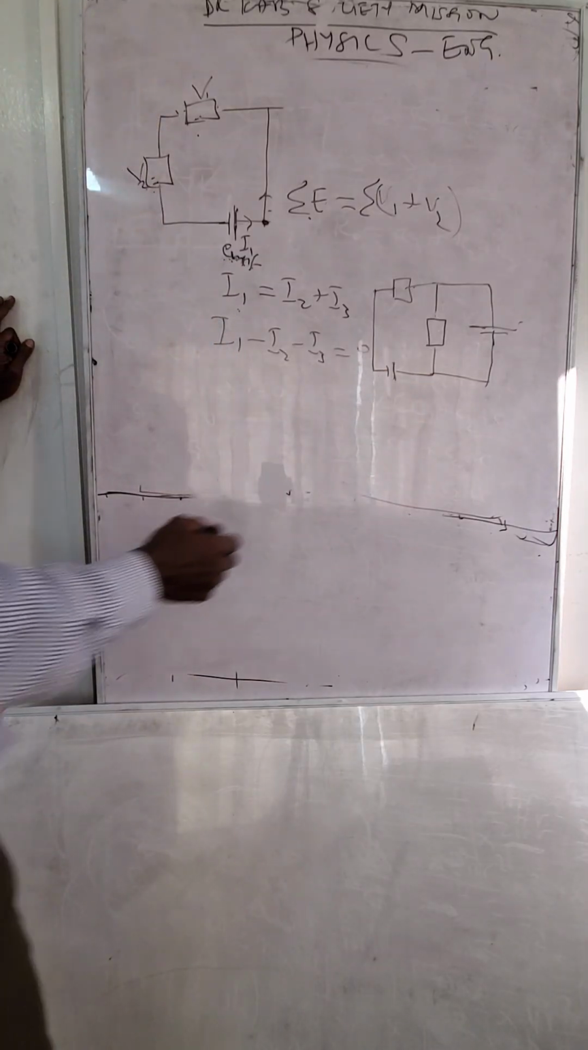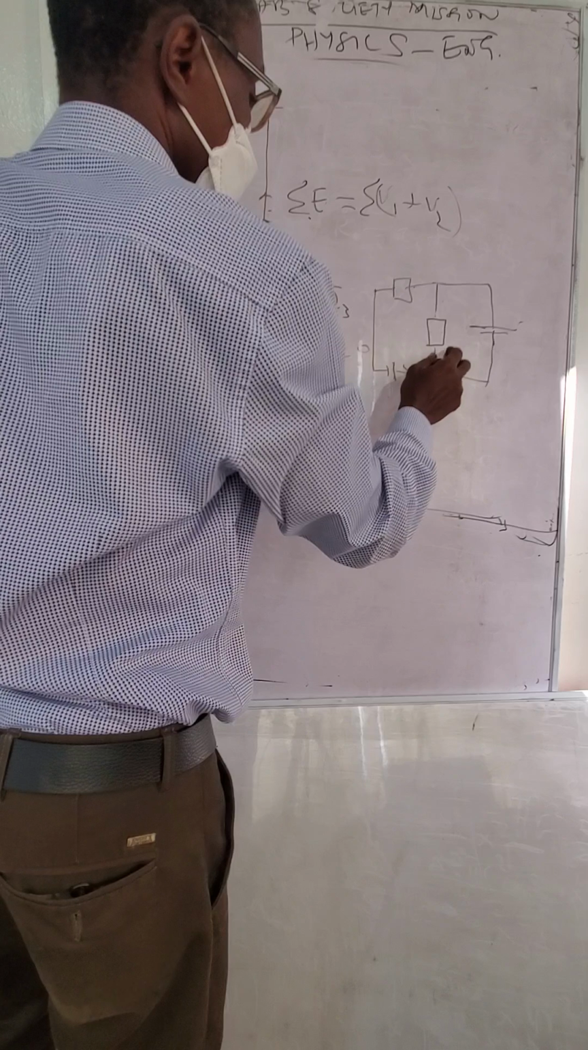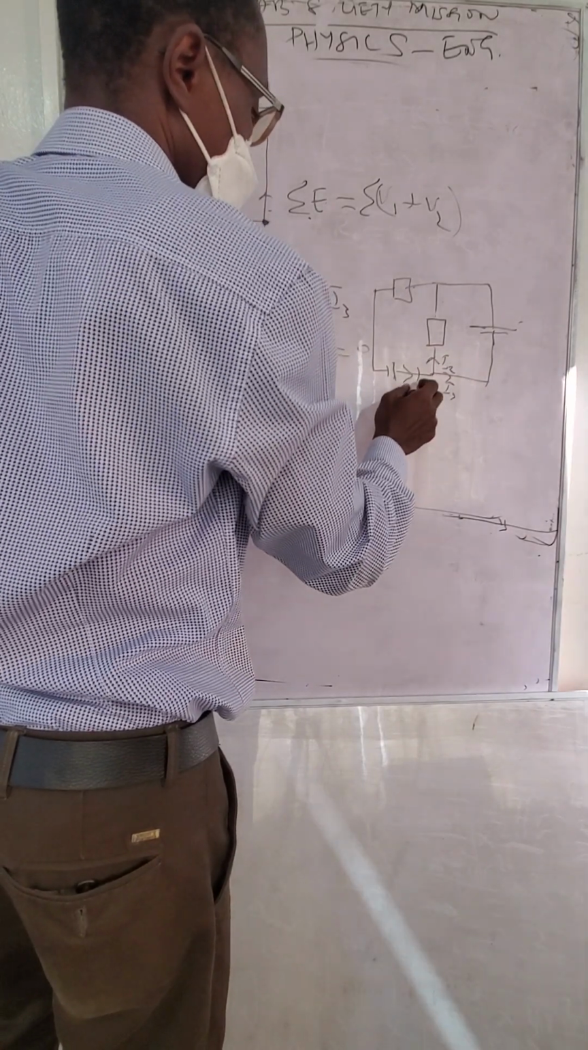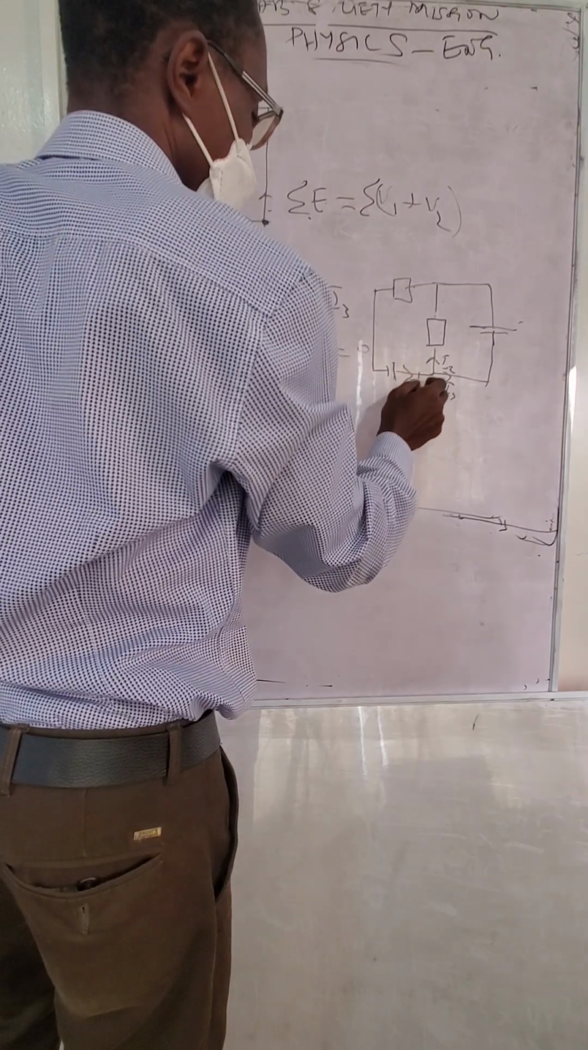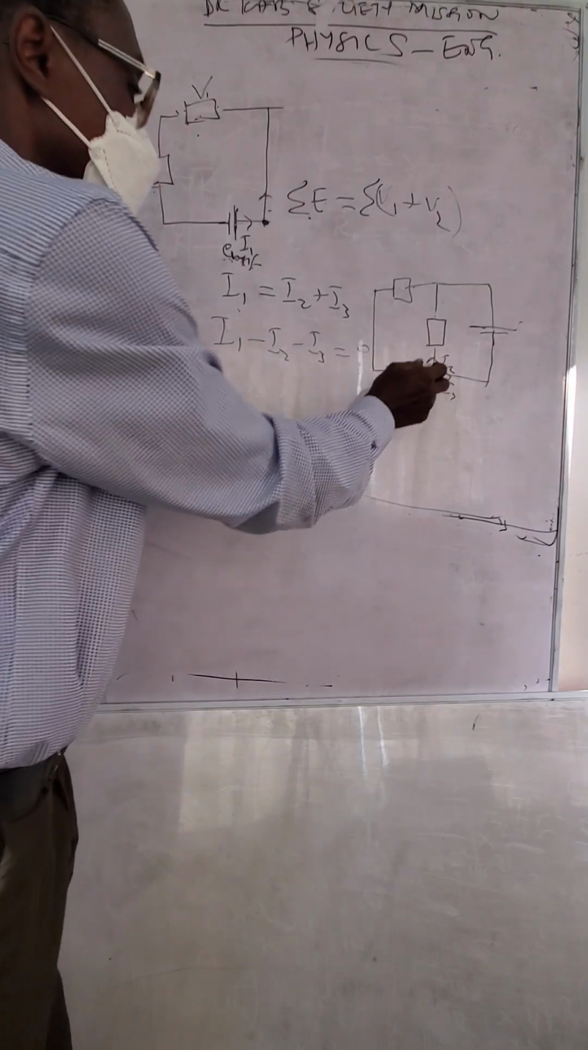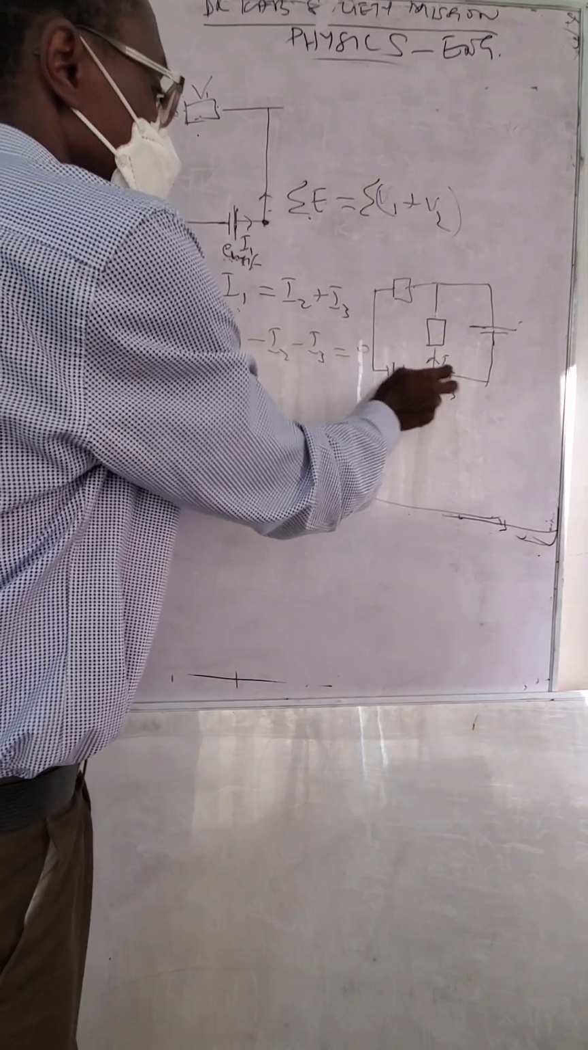Okay, what you do is this. This one is I2, and this is I1. So the principle can be used here. This is a junction, so the current coming in is equal to these two.